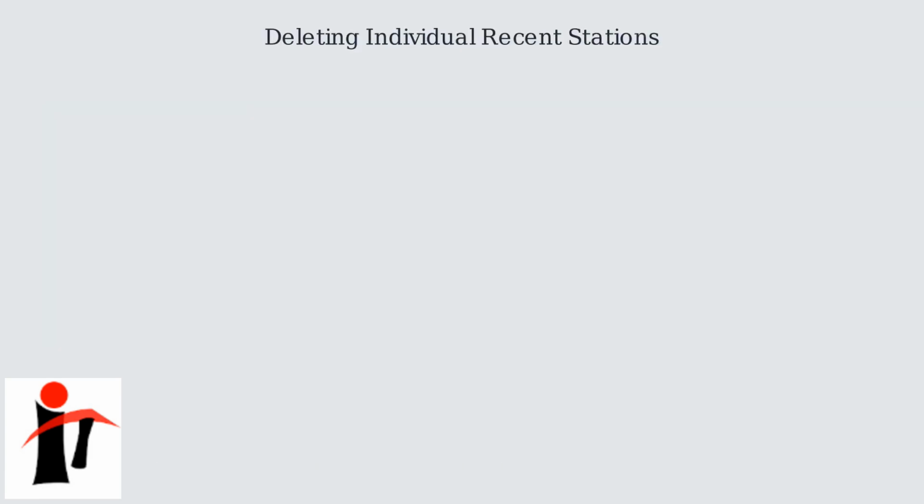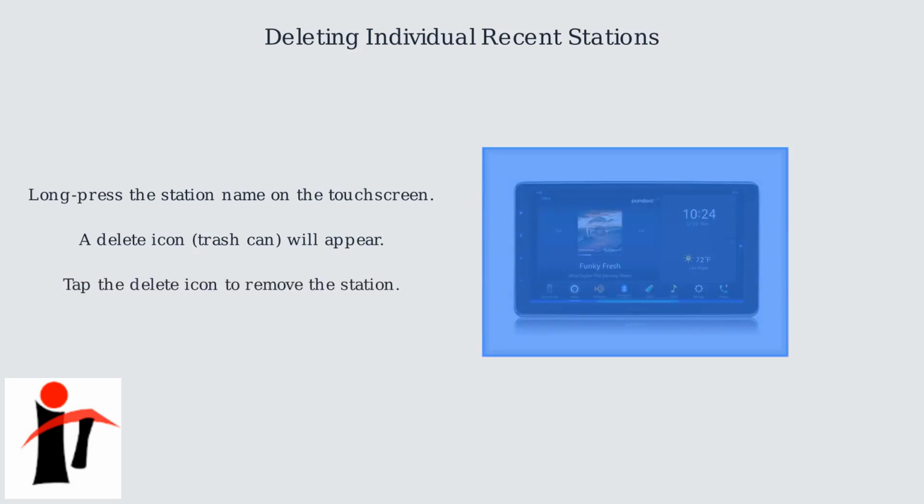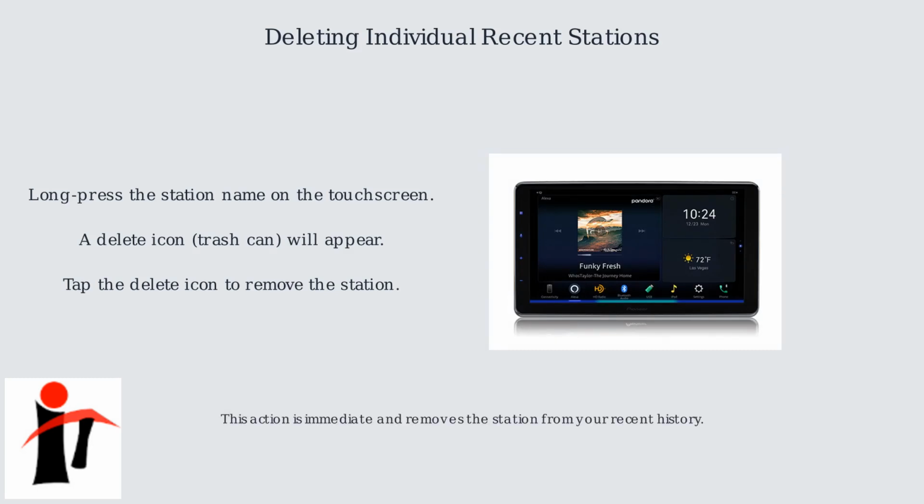To delete a single station from your recent history, start by long pressing the station name on the touchscreen. When you long press, a delete icon in the shape of a trash can will appear next to the station. Simply tap the delete icon to remove the station from your recent history. The action is immediate. Once tapped, the station disappears from the list, keeping your recents organized.